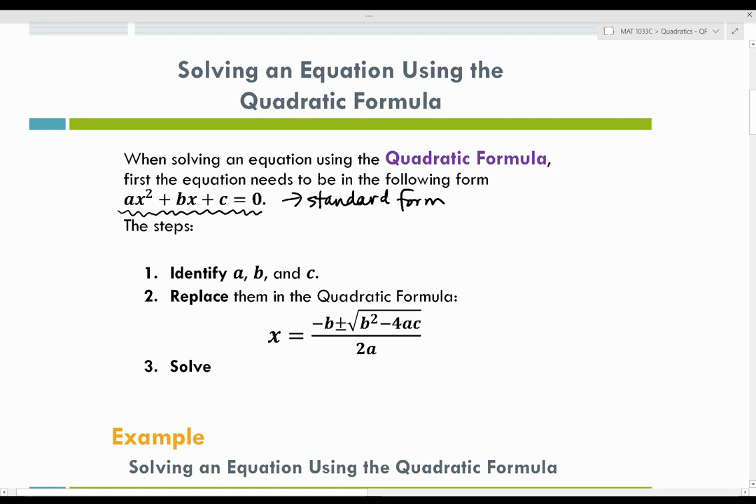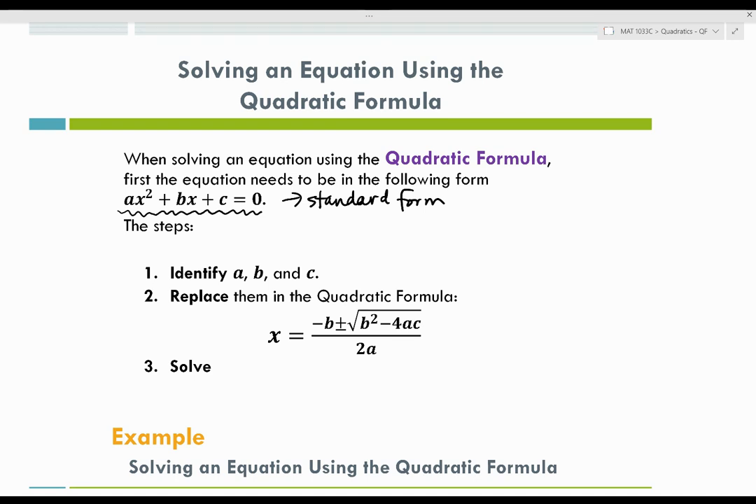The following are the steps. Step 1 is to identify a, b, and c. Step 2 is to replace them in the quadratic formula, which is x equals negative b plus or minus the square root of b squared minus 4ac all over 2a. And then step 3 is to solve.